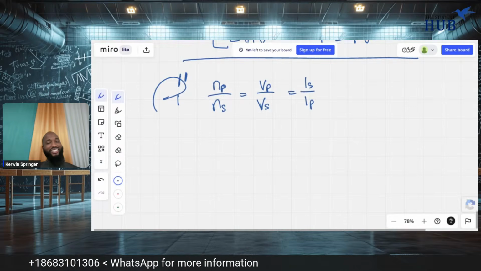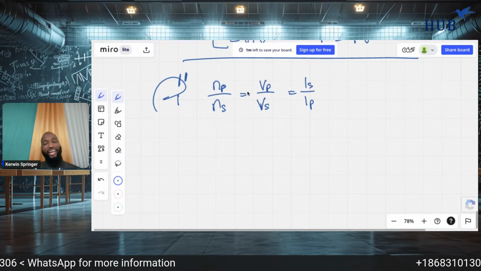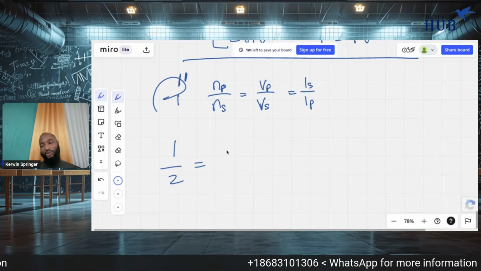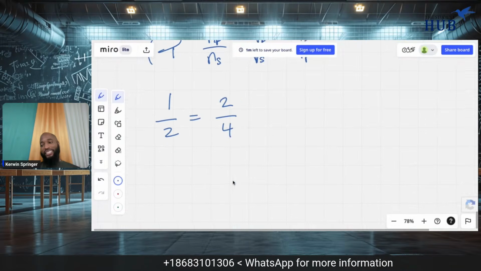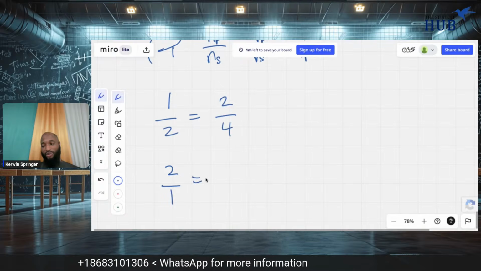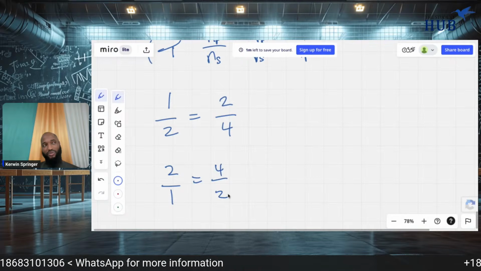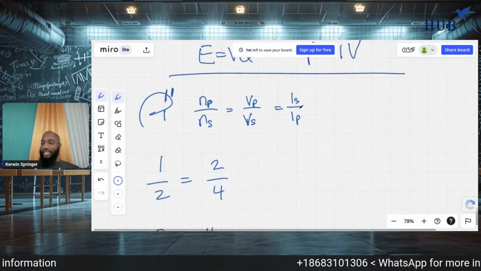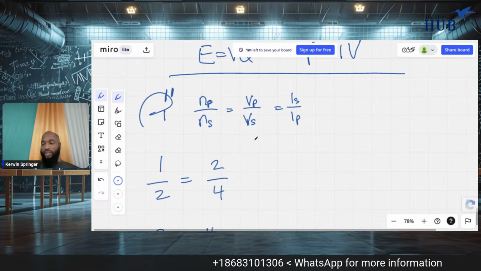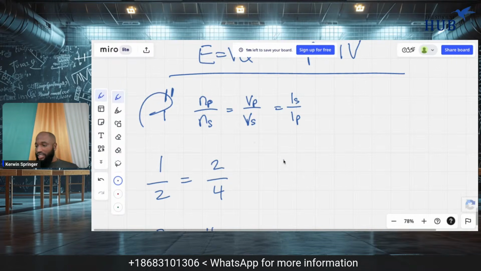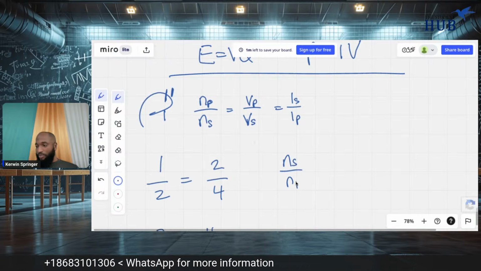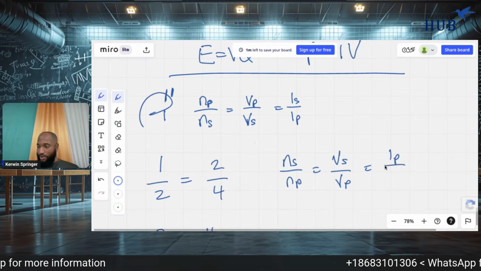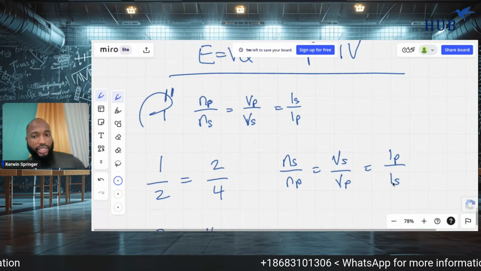Both are correct. So if NP over NS is equal to, if I said 1 over 2 is equal to 2 over 4, that is the same as saying 2 over 1 is equal to 4 over 2. So all you need to remember is that the current is flipped to the other one. So what they were saying is that they learned it as NS over NP is equal to VS over VP is equal to IP over IS. That's the same thing.